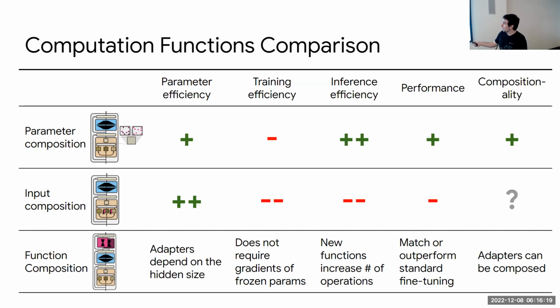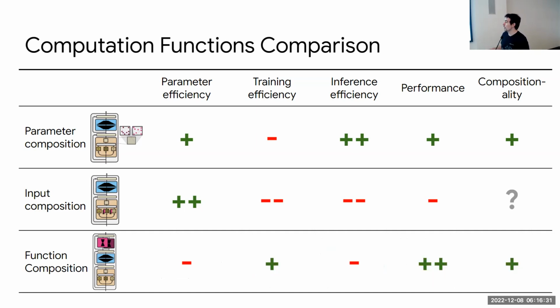In practice, at inference, because you add these additional functions to the model, they slightly increase the number of operations that you need to perform. But they typically match or outperform standard fine-tuning, and they've also been composed in practice. So we can see here, again, a slightly different performance profile, or slightly different strengths and weaknesses.